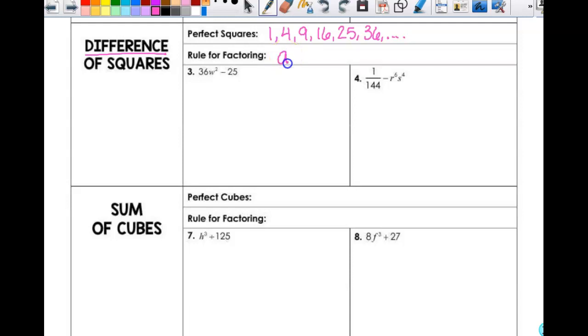So difference of squares will look like this. a squared minus b squared. This is super easy.